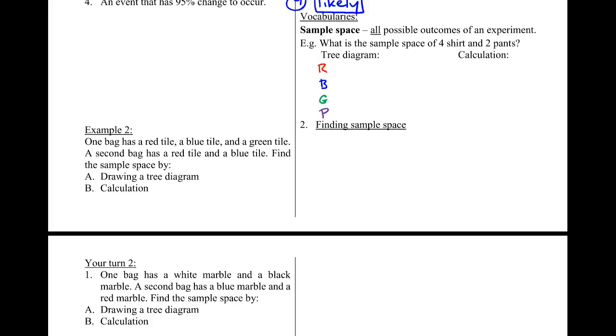Okay, and let's say my pants are jeans and shorts. So let's say I have a pair of jeans and a pair of shorts. This is a tree diagram. So we're creating branches to connect different things.